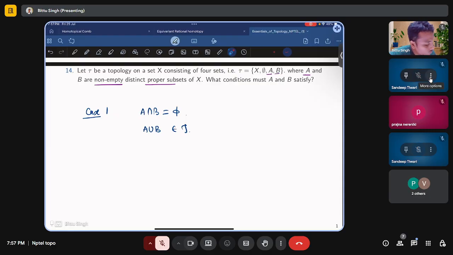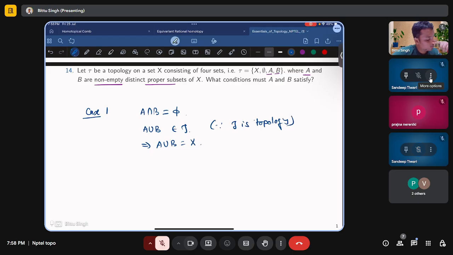Okay. So union belongs to tau means A union B should be X. There are four choices, but the problem is A union B cannot be empty. A union B cannot be A because they are disjoint. So A union B will be A plus other points. So the only choice is, because tau is a topology and A union B belongs to tau, A union B is X.